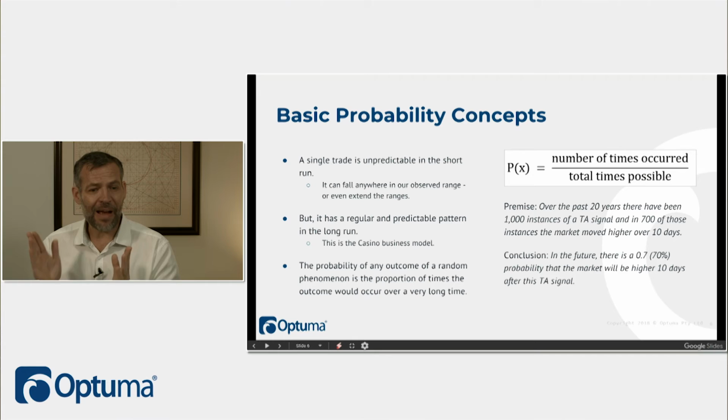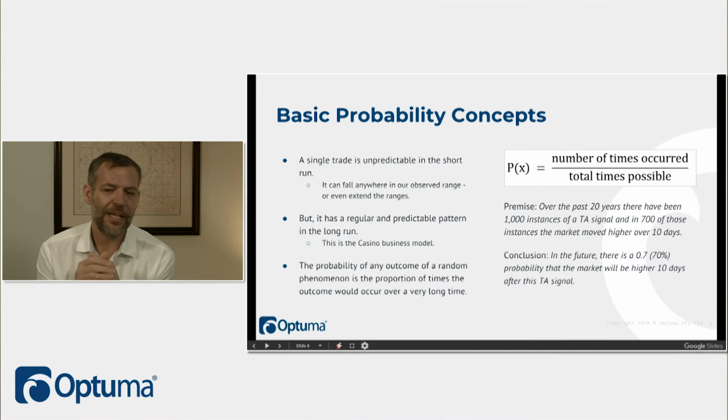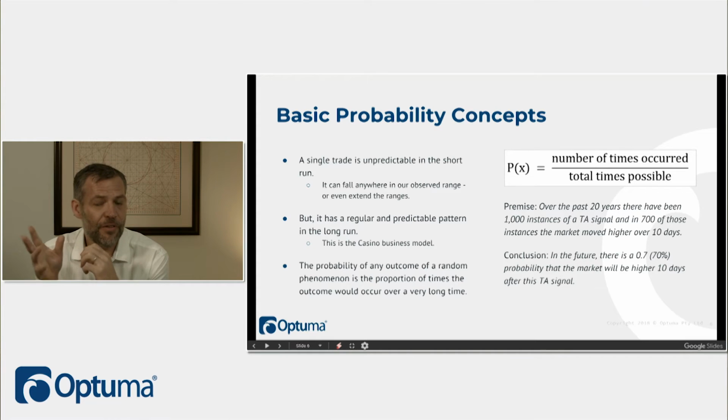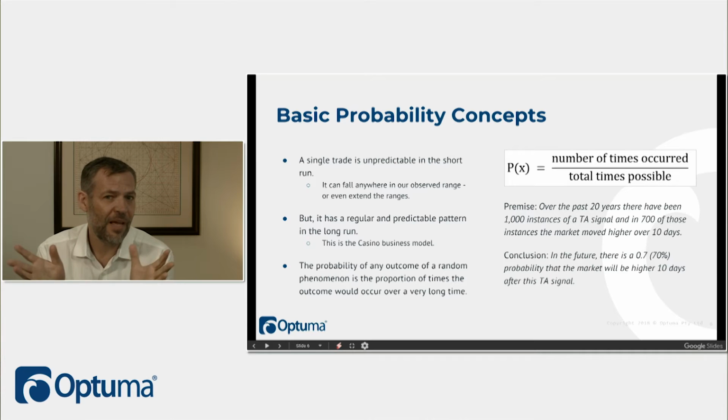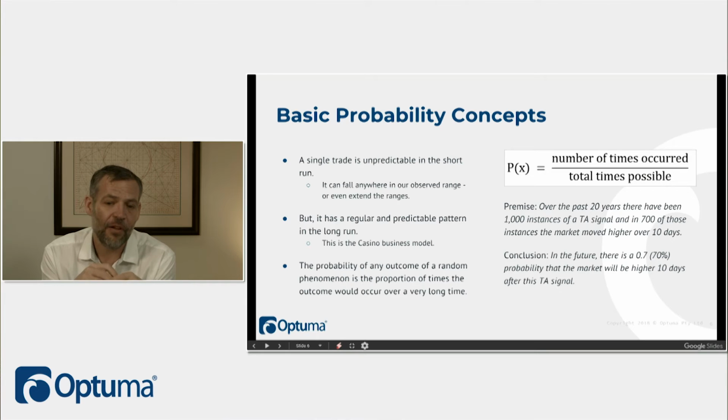Probability of any outcome of a random phenomenon is the proportion of times the outcome would occur over a long time. So there's a bit of a formula here, a little bit different than how it's represented in the CMT book. I just feel this is a little bit clearer. So the probability of X happening is the number of times X occurred divided by the total number of times that we're sampling or testing, as possible. So over the past 20 years, there have been 1,000 instances of a technical analysis signal, and in 700 of those instances, the market moved higher over 10 days.